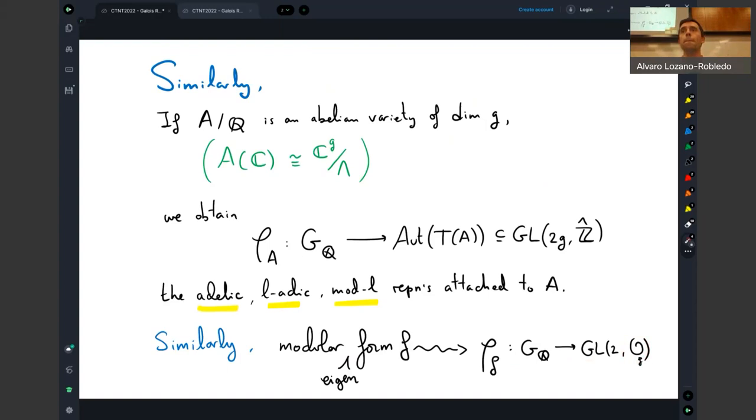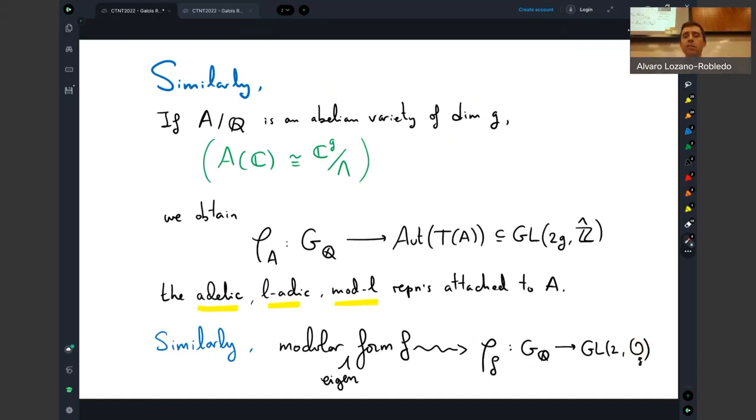Yeah. I understand you're not going to go into depth. Can you at least say, that's GL2 of what, what is that object? This object is a ring, O_f, and it's a ring that depends on the modular form. It depends on the coefficients, where the modular form lives. So if you write a Fourier expansion for your modular form, the coefficients will live in some number field, and that number field determines what the coefficient ring of the Galois representation will be. Thank you. Yeah. So you can build more like that.